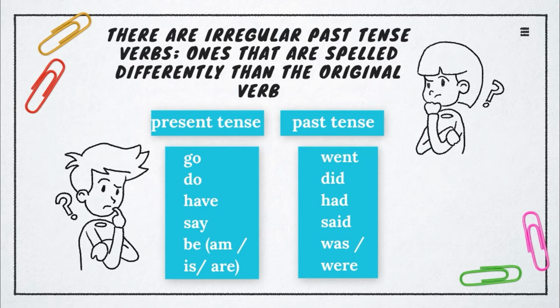There are some verbs that are spelled differently when they're changed into their past tense forms. So, for example, go becomes went. Do becomes did. Have becomes had. Say becomes said. Am, is, or are become was or were.